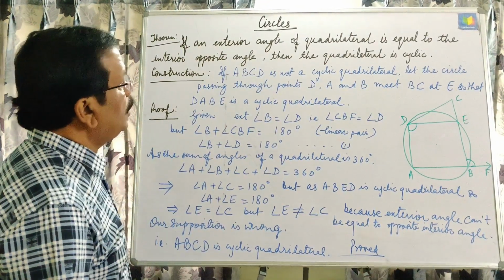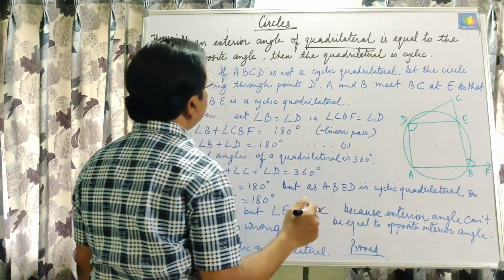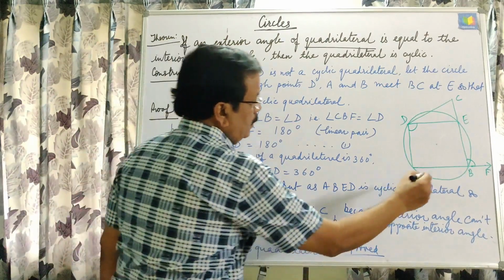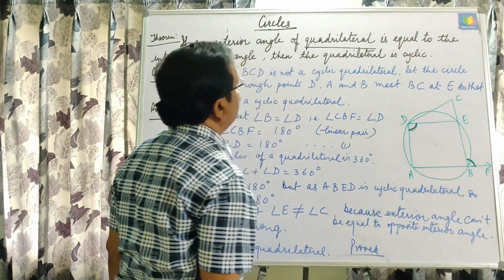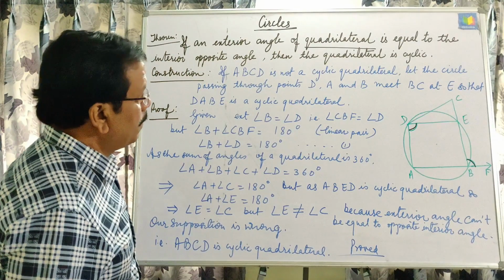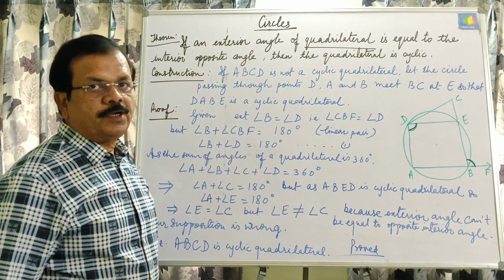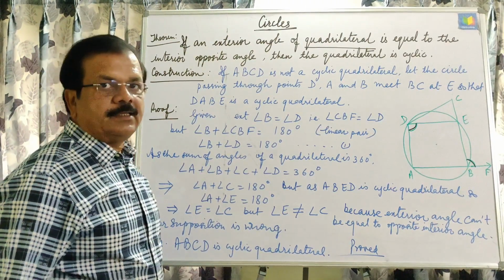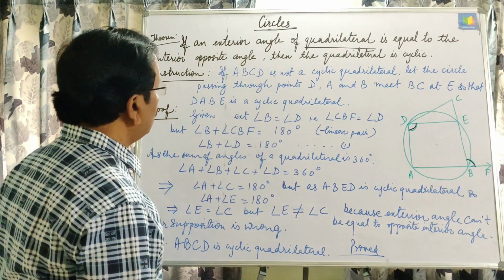If an exterior angle of a quadrilateral is equal to the interior opposite angle, then the quadrilateral will be cyclic. Now for this again we will prove by the contrary method. Whatever we suppose, we will see that ultimately our supposition is wrong. It means this will be the cyclic quadrilateral.